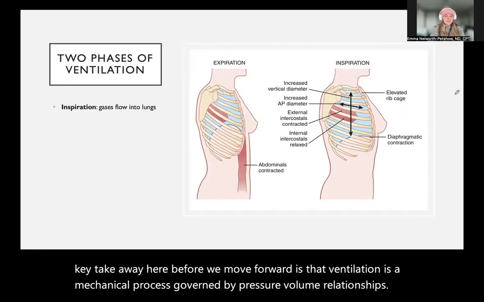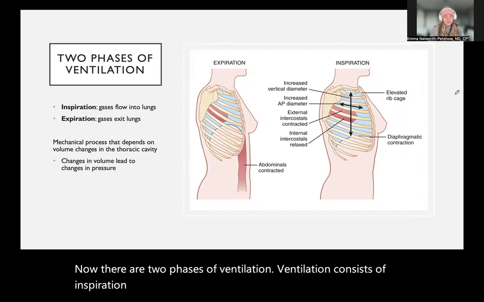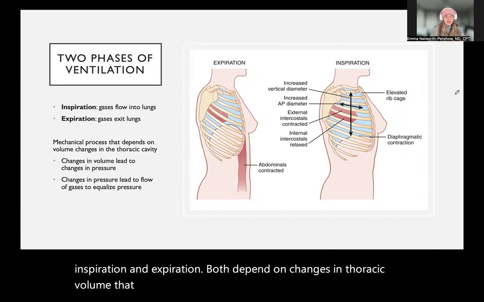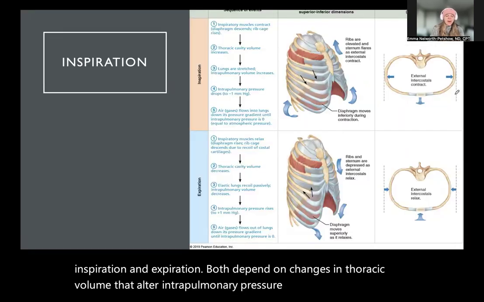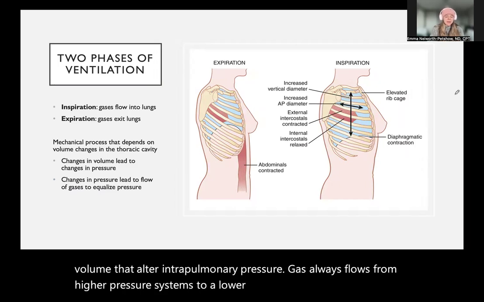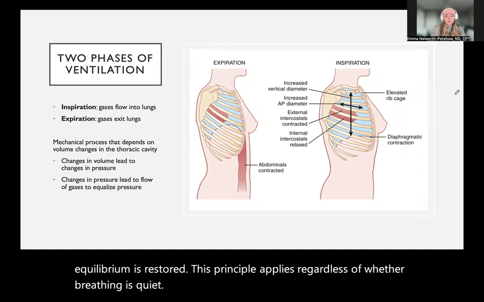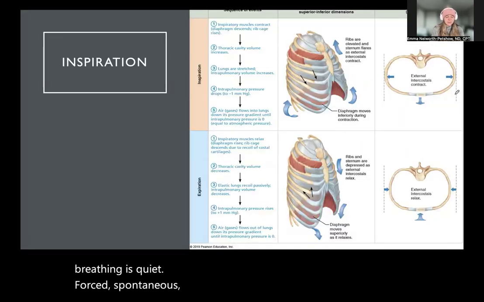Now, there are two phases of ventilation. Ventilation consists of inspiration and expiration. Both depend on changes in thoracic volume that alter intrapulmonary pressure. Gas always flows from a higher pressure system to a lower pressure system until equilibrium is restored. This principle applies regardless of whether breathing is quiet, forced, spontaneous, or mechanically assisted.